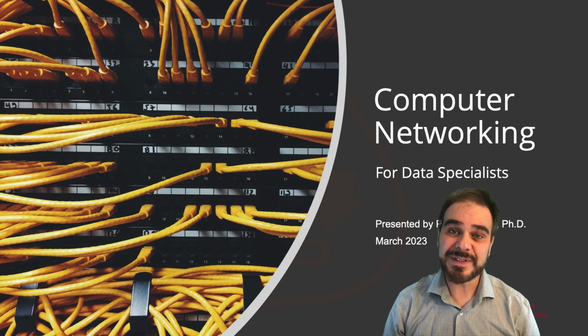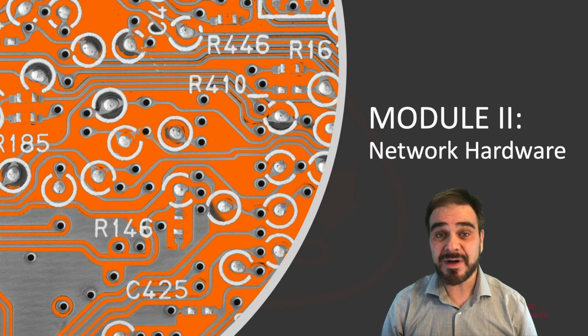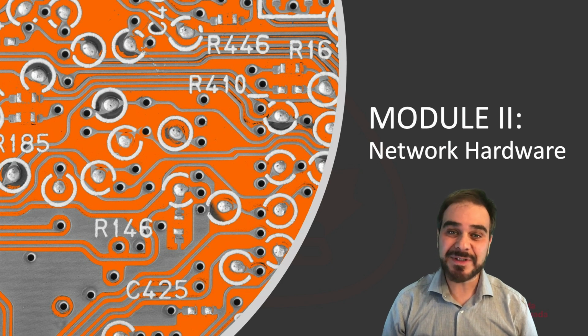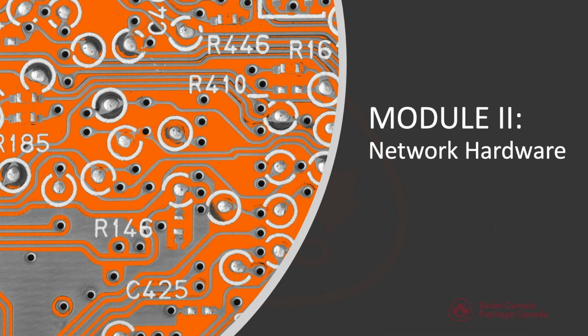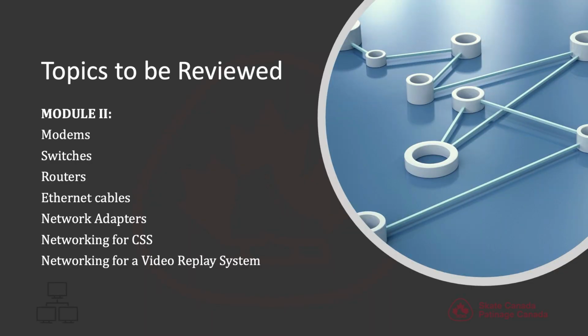In this module, we'll be talking about the computer network hardware needed to set up a competition scoring system. More specifically, we'll be talking about modems, switches, routers, Ethernet cables, and network adapters. Then we'll discuss using this hardware to configure a network used by CSS.